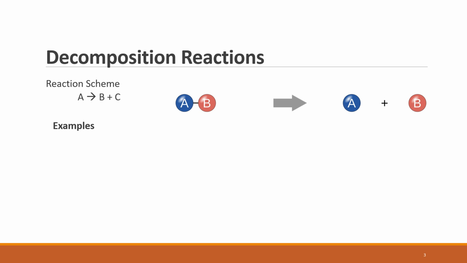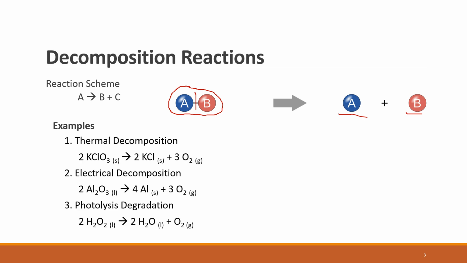Next is decomposition reactions. So these are the opposite direction of those combination reactions. So in decomposition reactions, you're going to see just one reactant, which will be a compound. And what happens to that one reactant is it actually breaks apart, so bonds are being broken, to form two or more products. So opposite.